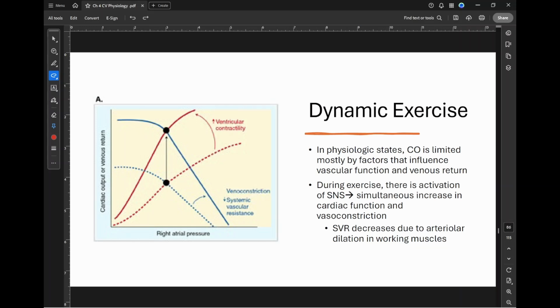So with exercise, our cardiac output goes up because our heart's squeezing harder. Venous return goes up because our veins are constricting. And we also have decreased systemic resistance. So our vessels are wide open. And yes? Don't we vasodilate because our heart rate increases when we exercise?